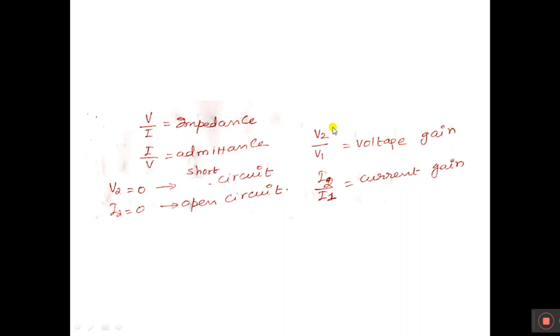Similarly, V2 by V1 means voltage gain, or we can say the output voltage divided by the input voltage is called voltage gain. Suppose V1 by V2, then we say reverse voltage gain. Here I2 by I1 is called current gain. If I1 by I2, that is called reverse current gain. Right? And if you make V2 equal to 0, that is short circuit. If you put I2 equal to 0, that is called open circuit. Got it? Using this terminology, we can name the parameters.